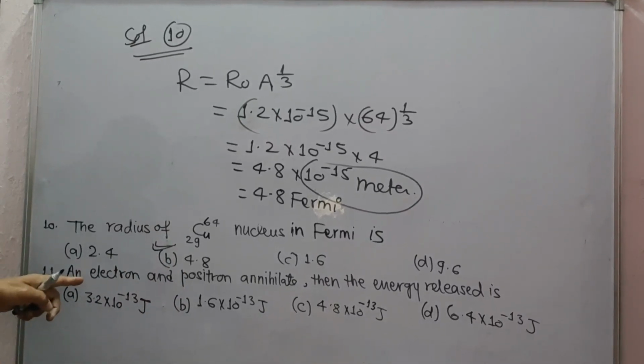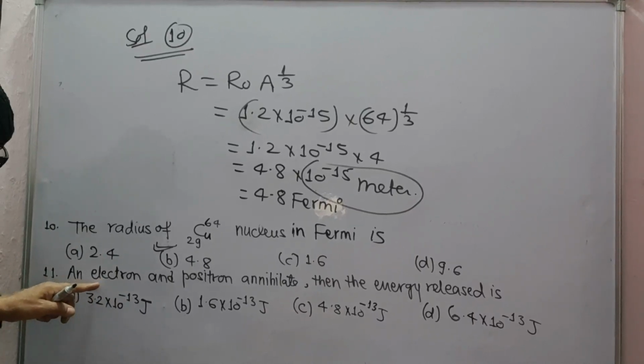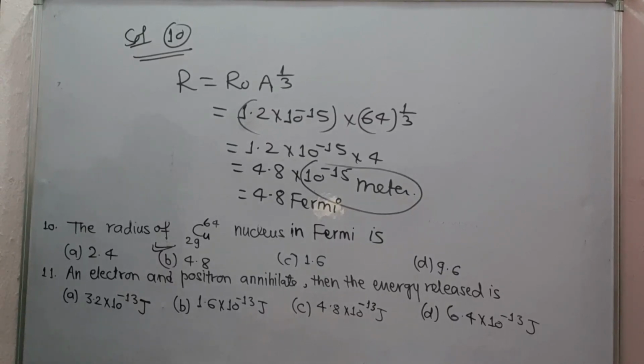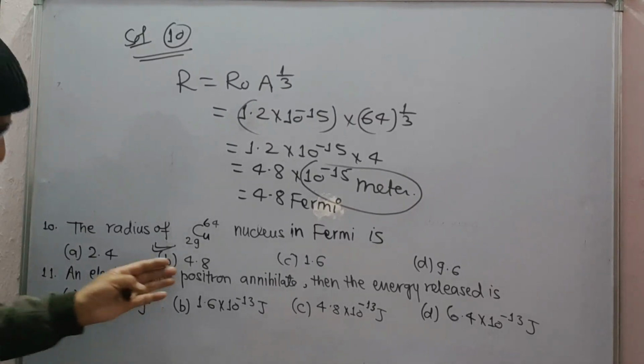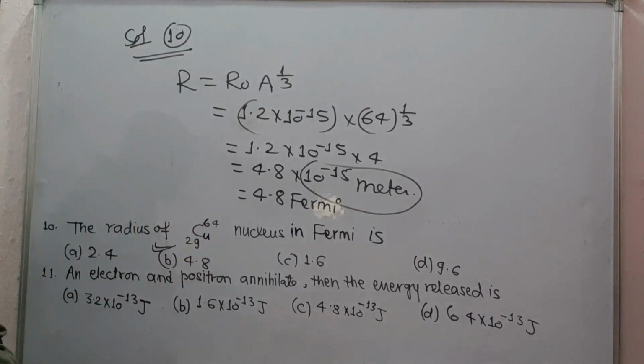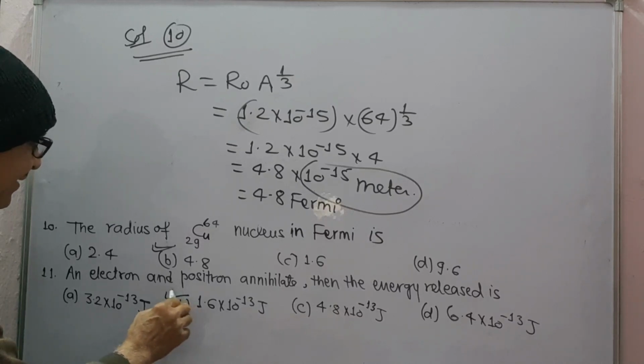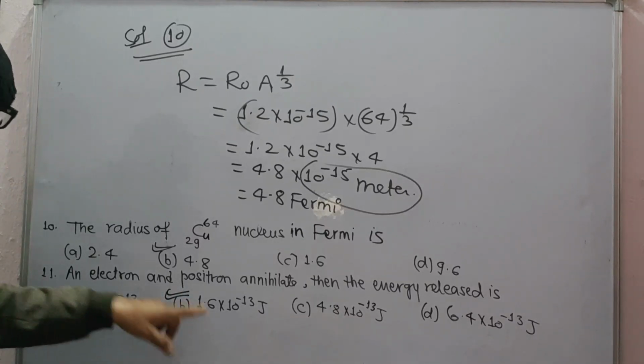Next question number 11. An electron and positron annihilate, then the energy released is. Annihilation is the reverse of pair production. So total energy released is equal to 1.02 million electron volt or 1.64 into 10 to the minus 13 joule, which is very close to this. So the correct option will be B.